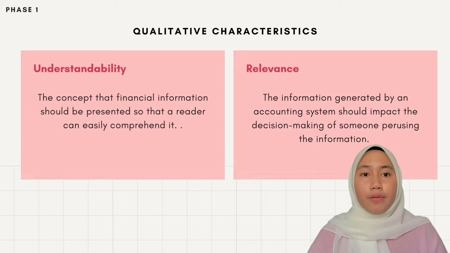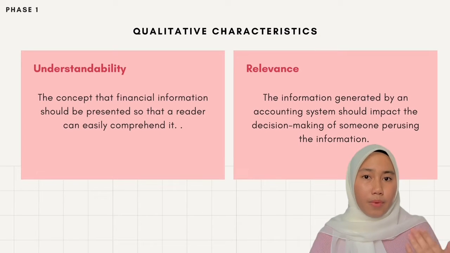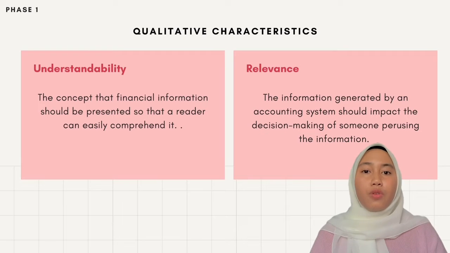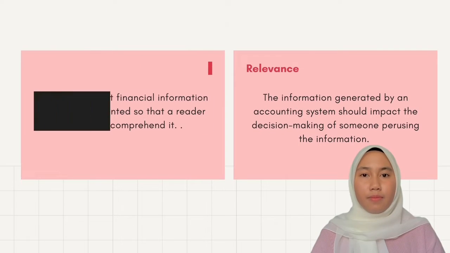The information generated by an accounting system should impact the decision making of someone using the information. For example, if Ahmad wants to take a loan from the bank, then the bank will want to know first the balance sheet, income statement, and cash flow in order to know the ability of the company to pay back. All those documents should be relevant for the bank in making their decision regarding granting a loan to Ahmad.